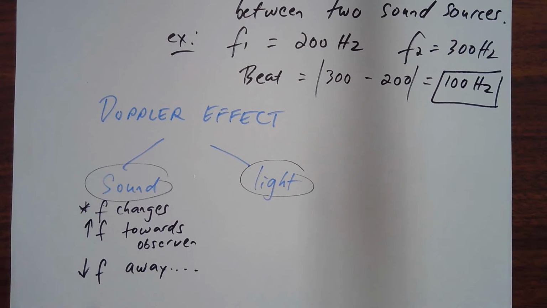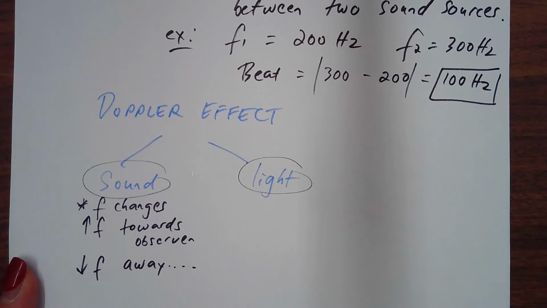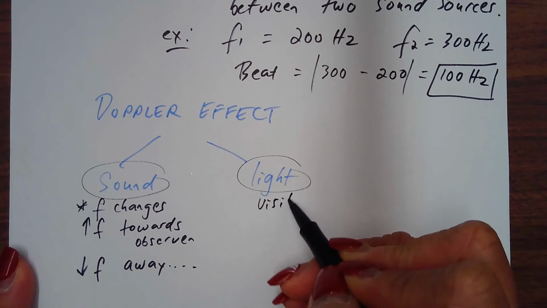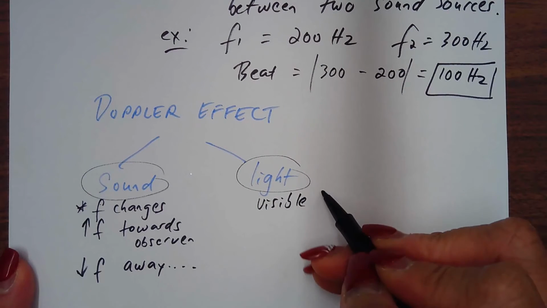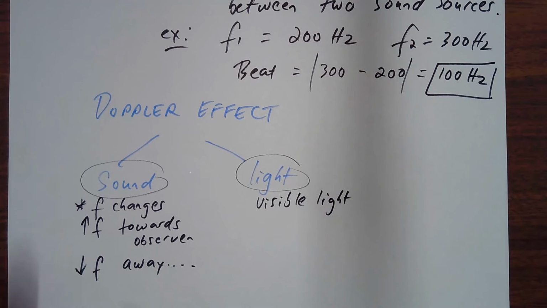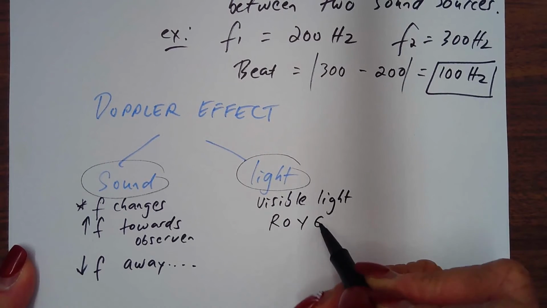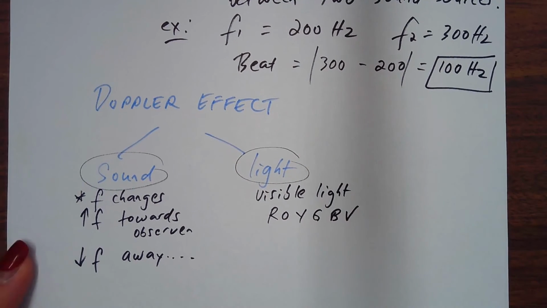Okay, what about light waves? Well, you're not going to hear it because it's light, right? But you're going to see something. So look at the visible light spectrum, because we're talking about visible light only, because that's the one that we can detect with our eyes, right? We can also look at the whole electromagnetic spectrum, but let's talk about the one that we can actually see. So we have Roy G. Biv. That's the spectrum of visible light.